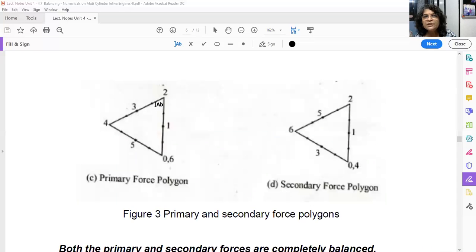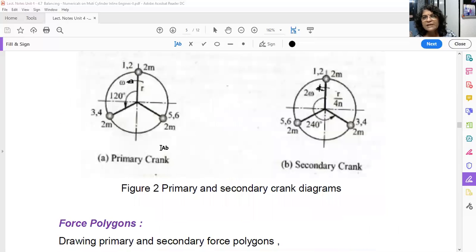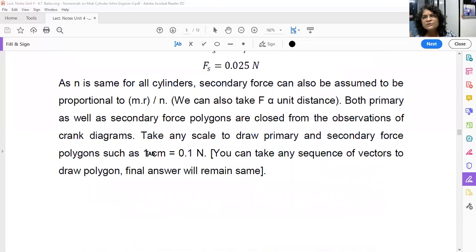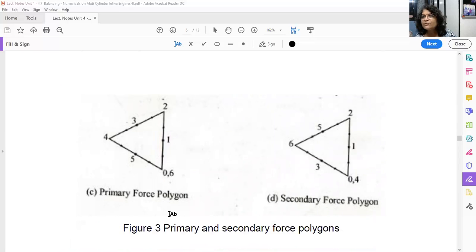So from 2 to 3, 0.1 Newton, 3 to 4, 0.1 Newton. Then 4 to 5, 5 to 6. As you know, this is the direction, 5, 6. Now what scale we have taken? We have taken a certain scale. Suppose 1 centimeter is equal to 0.1 Newton. Then this line is 1 centimeter, 1 centimeter, like this. So you will get a closed triangle. That is a closed polygon, a symmetrical triangle. So this is the primary force polygon.